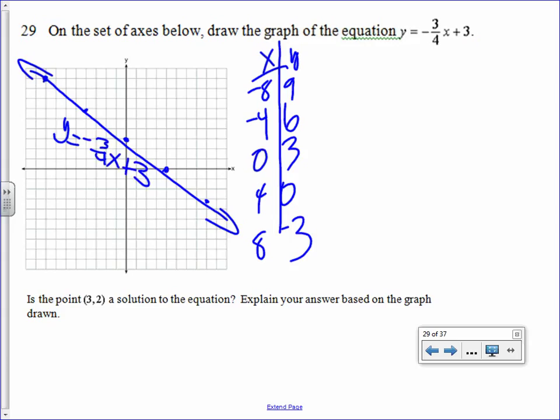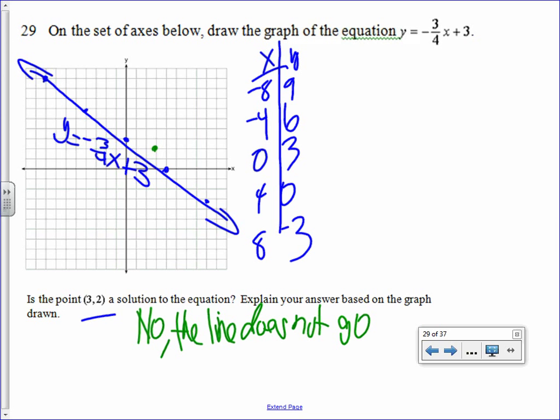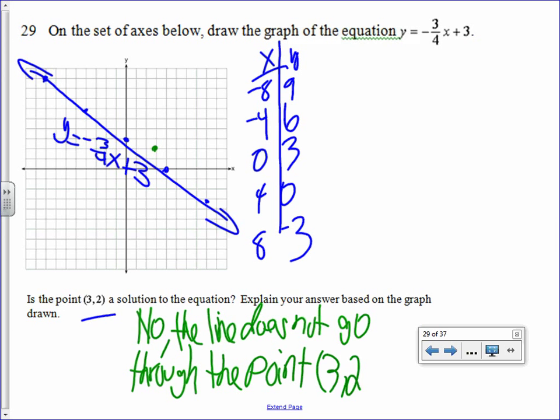Follow-up question. Is the point (3, 2) a solution to the equation? Well, is (3, 2) on the line? No. Explain your answer based on the graph. No, the line does not go through the point (3, 2).